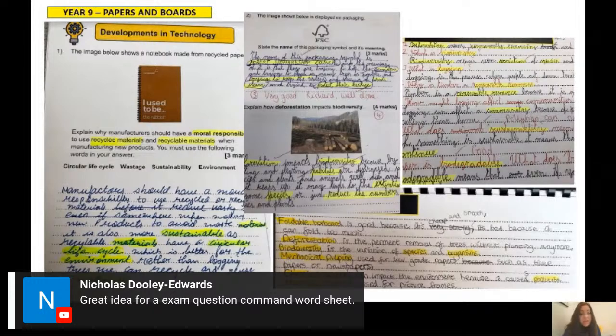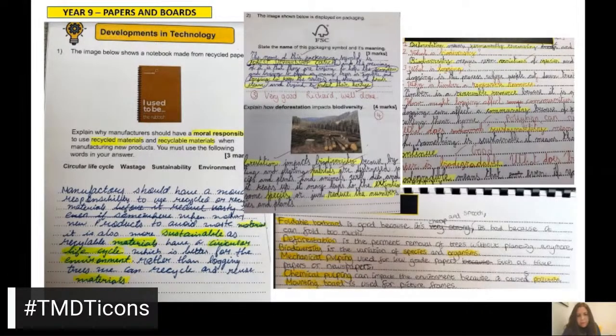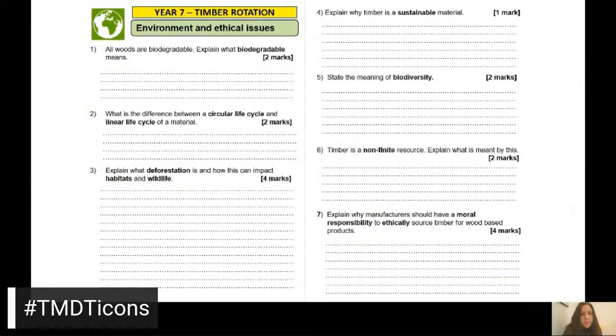So we have words that can actually be used for other topics such as plastics or electronics, words like finite, non-finite, renewable, biodiversity, life cycle, etc. So here's a page from our Year 7 timber rotation booklet. So you can see that we train them in exam technique as soon as they get into secondary school, really, and we teach them words like deforestation, habitats, wildlife, biodiversity, non-finite, finite, ethically sourced materials.